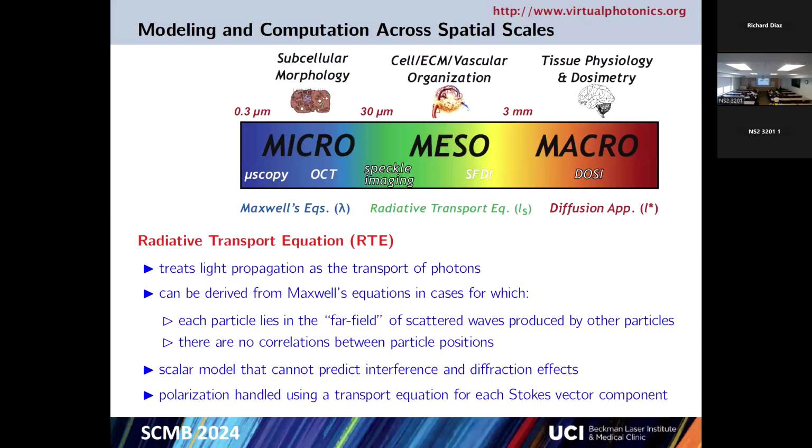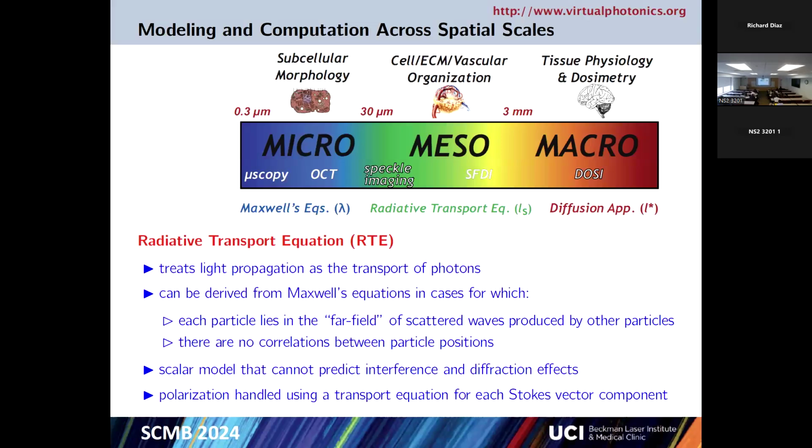If you want to probe this issue further, I can certainly chat with you. But the two key assumptions are that particles are the things in the tissue that give rise to scattering. And to get to the radiative transfer equation from Maxwell's equations, we must assume that each scattering particle in the tissue lies in the far field of scattered waves produced by other particles. So you have, say, a plane wave that's incident on a particle, and then you get a scattered wave that's emitted by that particle due to light scattering.